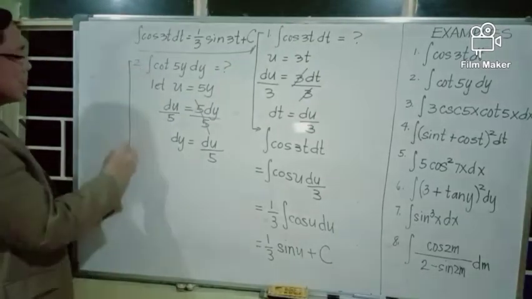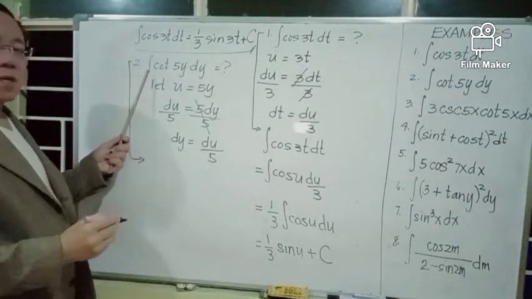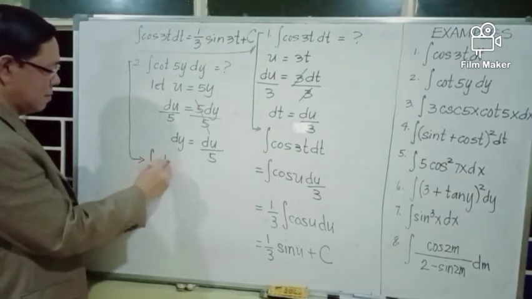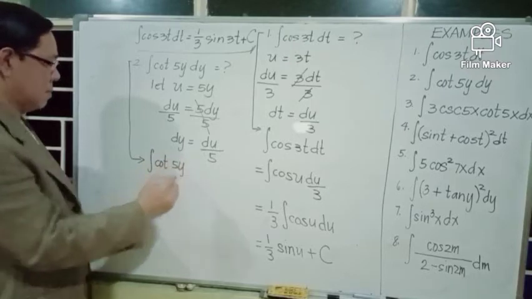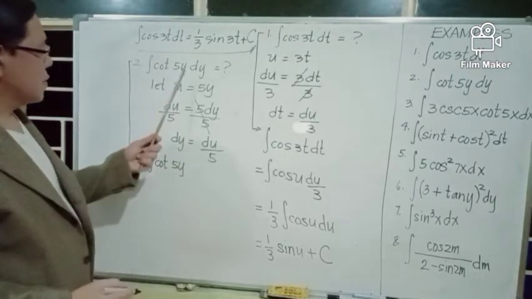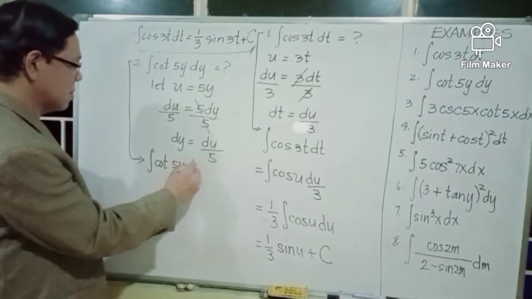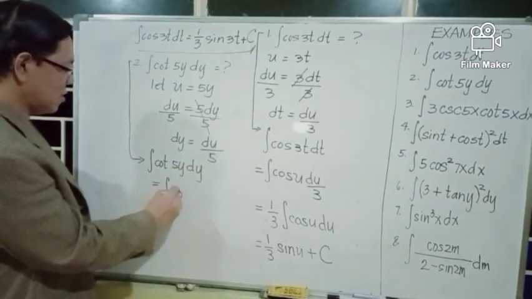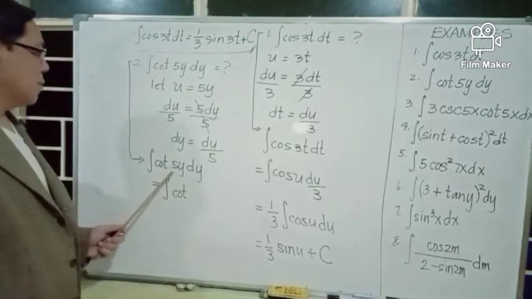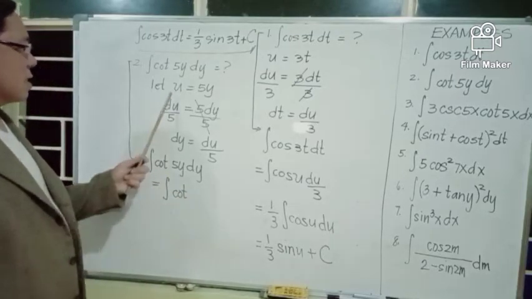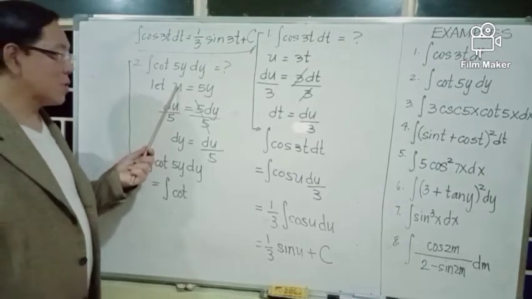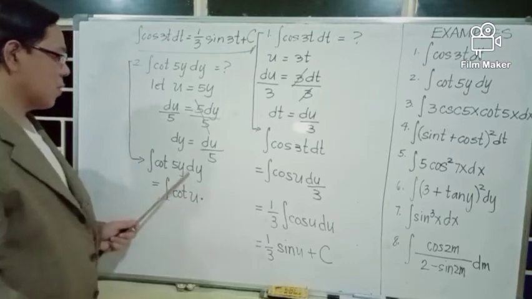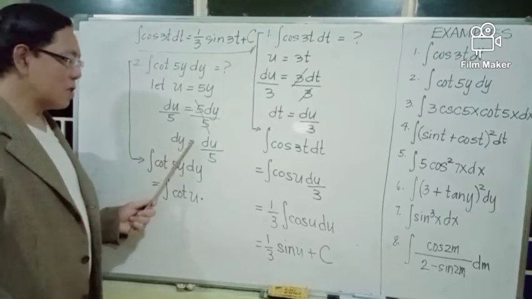Hence, the given integral of cotangent 5y with respect to y is now equal to the integral of cotangent u, where we let 5y be equal to u, multiplied by dy, and dy equals du over 5.